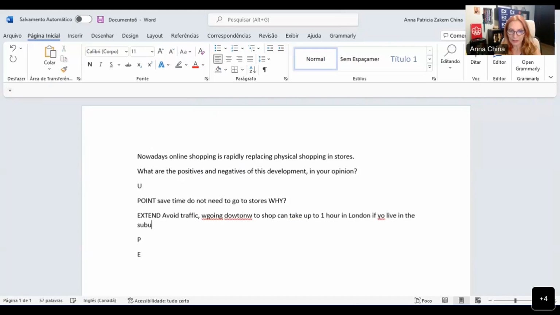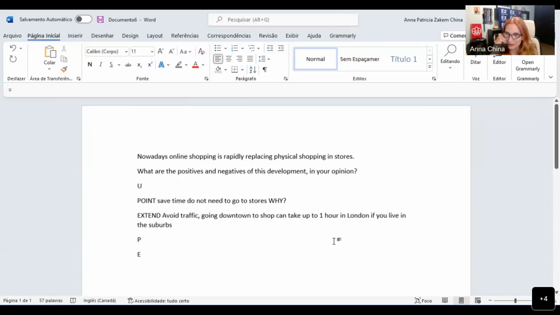So that would be kind of like the extend. You bring in an explanation, you bring in evidence, and you explain. So it's kind of like all together. So you say save time because you do not need to go to stores. You avoid traffic in some cities, for example, in London. If you live in the suburbs, it takes 1 hour to go downtown. So definitely.